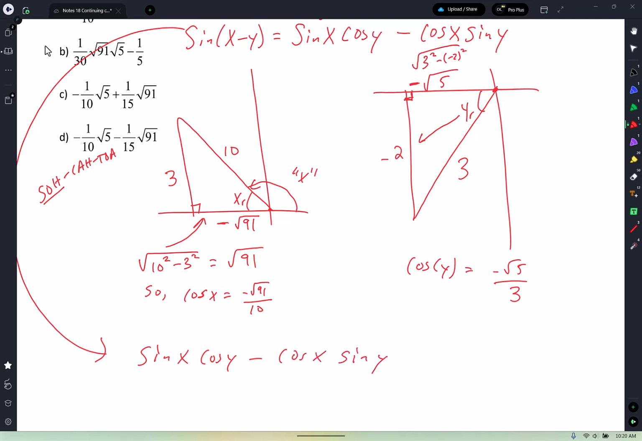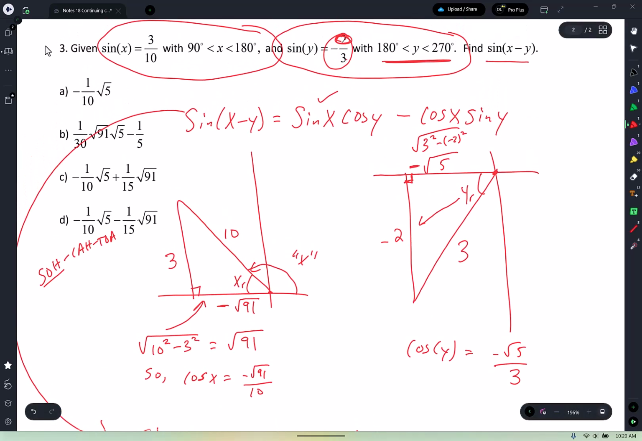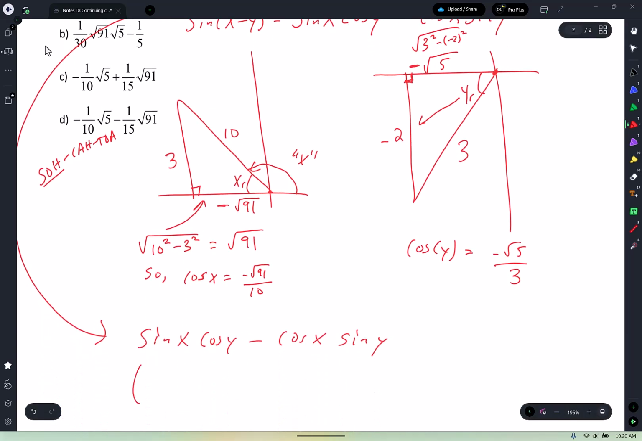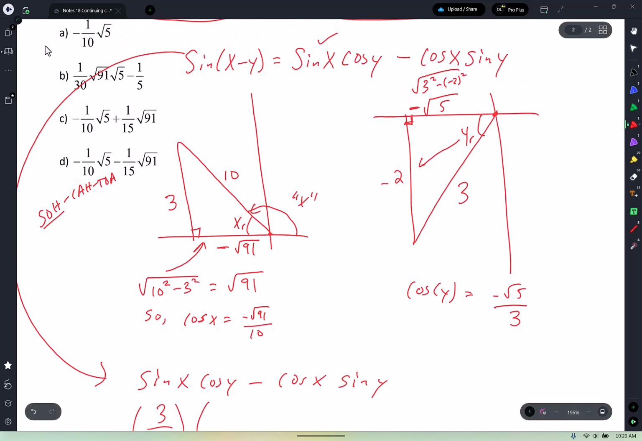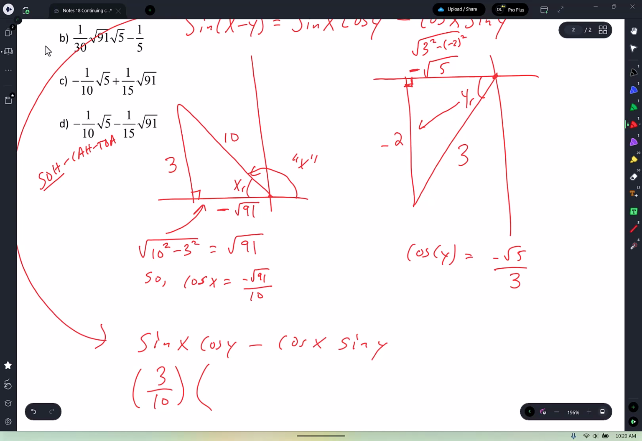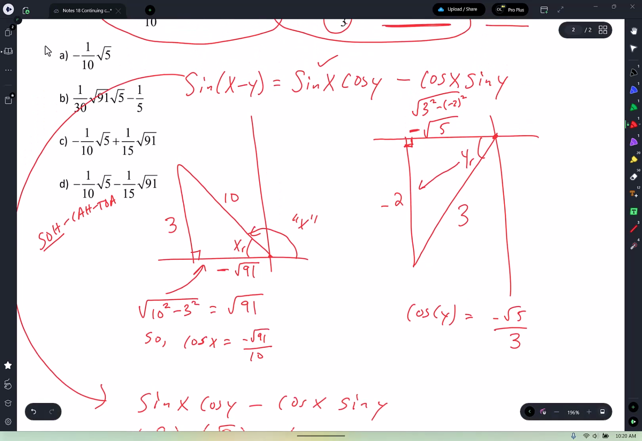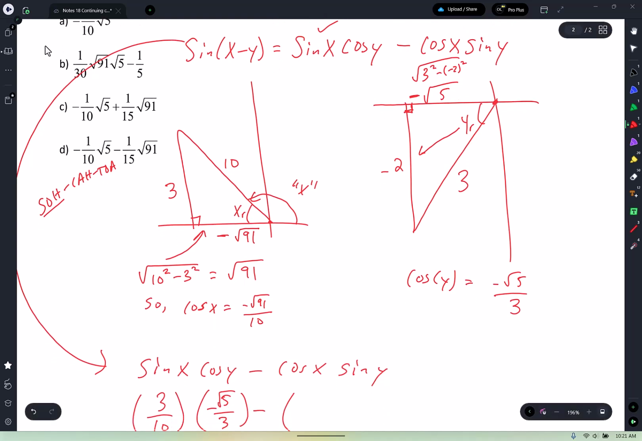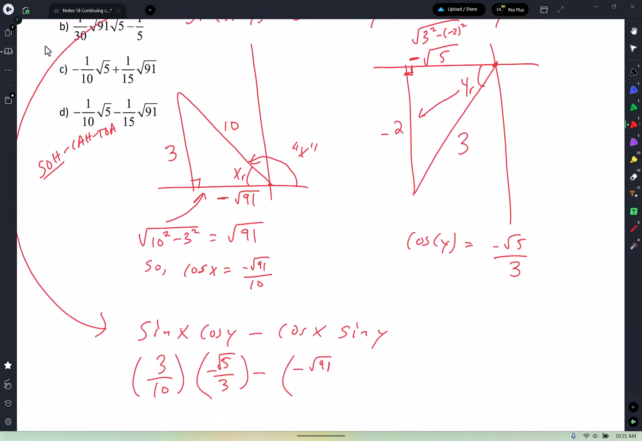All right, here we go. Sine x was, I think that was given. What was sine x? 3 over 10. You can also get it from the picture up here. Cosine y, I had to find that. What do we get cosine y to be? Negative square root of 5 over 3. Minus, now it says cosine x. So you go to this. So negative square root of 91 over 10.